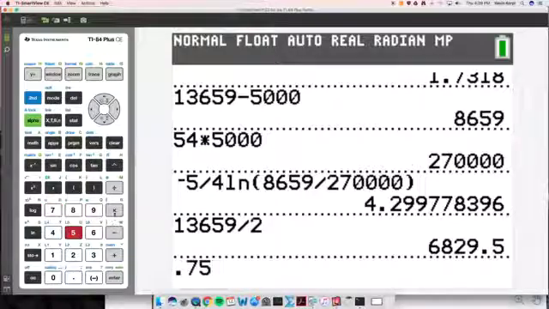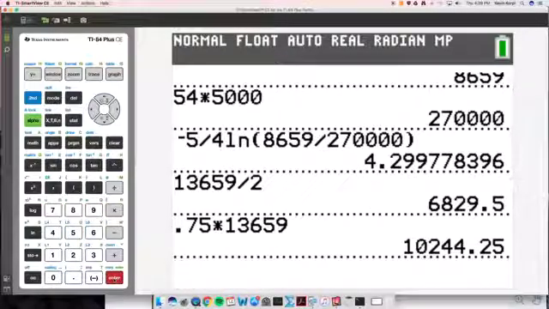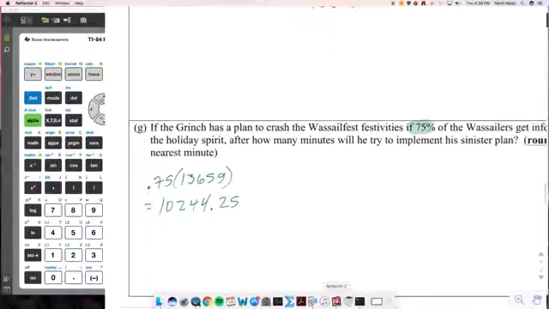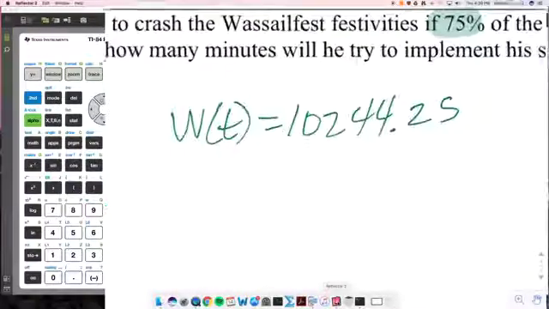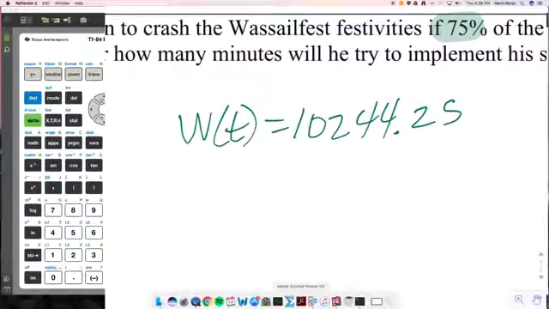So 0.75 times 13659. Boom. And we get 10244.25. We can't have a quarter of a Wassler, but we're still going to use that number to be as accurate as possible. So now this is the third time I'm giving you the Wassel value. W of T equals that number, 10244.25. There's your setup. And now, same thing.